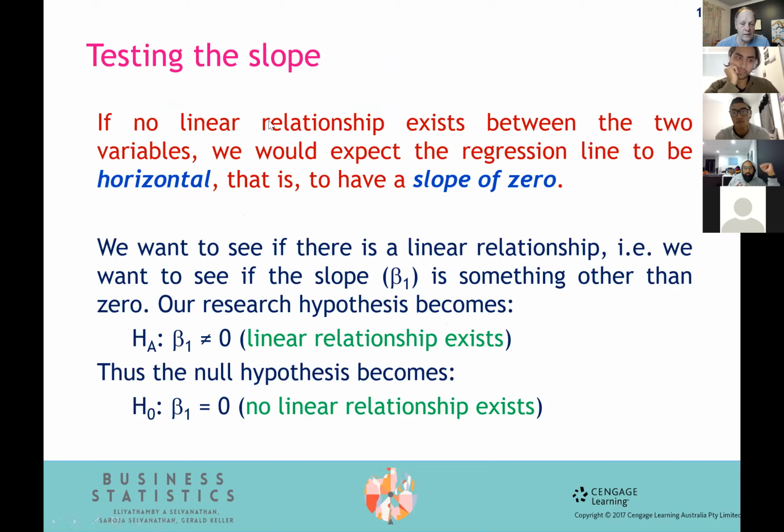If there's no linear relationship, then the slope will be 0. In other words, the line will be horizontal. Okay, now they're going into hypothesis testing. We won't do that here, but you understand how hypothesis testing works. We want to see if there's a linear relationship. We want to see if the slope is something other than 0. Remember, if the slope is 0, then the line will be horizontal. So how do we check? We use hypothesis testing. The alternative is beta 1 is not 0. The null hypothesis is beta 1 is 0.